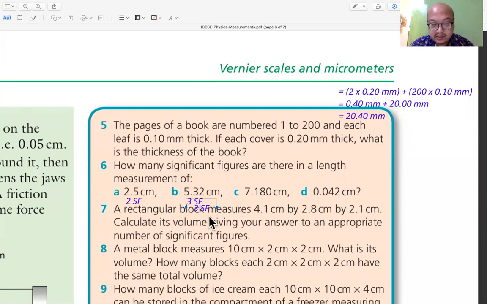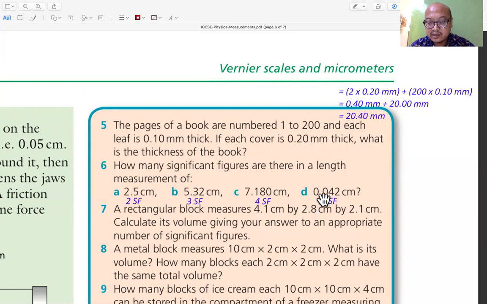And then here, how many is it? They have 4. Why? Because the 0 in here is also a significant figure. It is different with the 0 in this question, which has only 2, between 4 and 2. And the 0 here is not a significant figure.